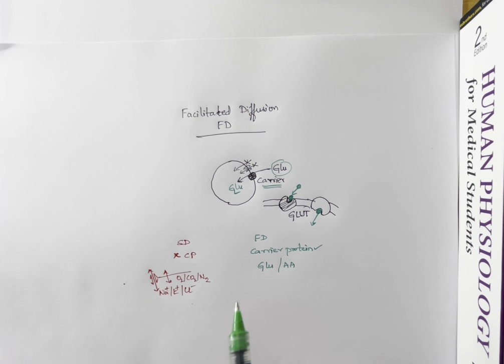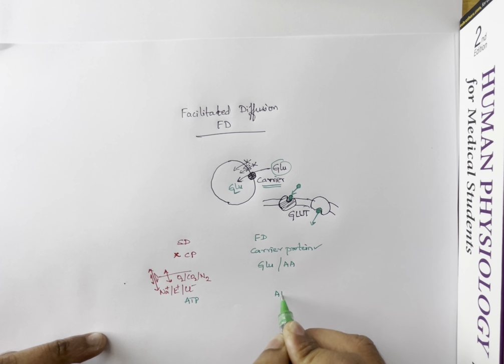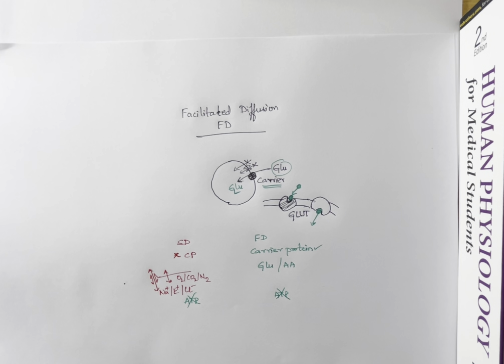In both simple diffusion and facilitated diffusion, is ATP energy utilized? No. Why? Diffusion is a passive transport mechanism. Whether it is simple diffusion or facilitated diffusion, ATP is not utilized.